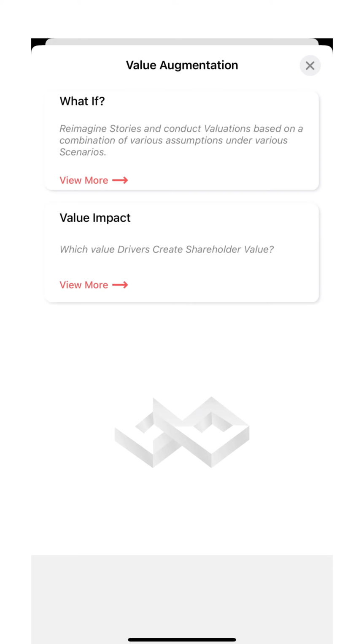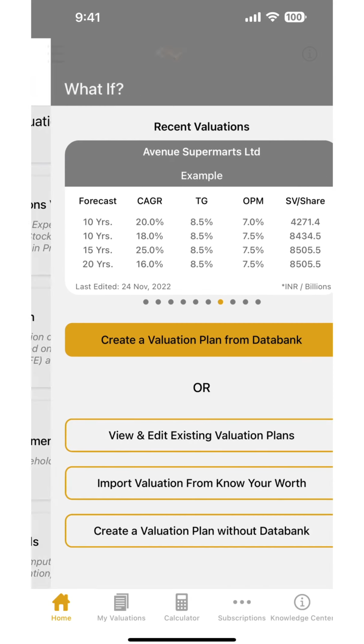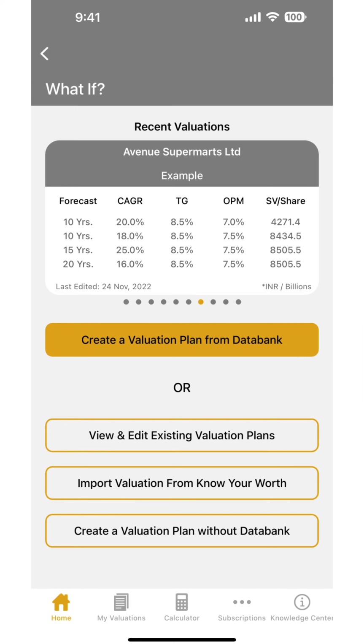There are 4 scenarios of what-if valuation. If you want to create more scenarios, you will need to create a new valuation plan. The user has options to create a valuation plan from DataBank, edit an existing what-if valuation plan, import a valuation plan from the Know Your Worth module, or create a valuation plan without DataBank.